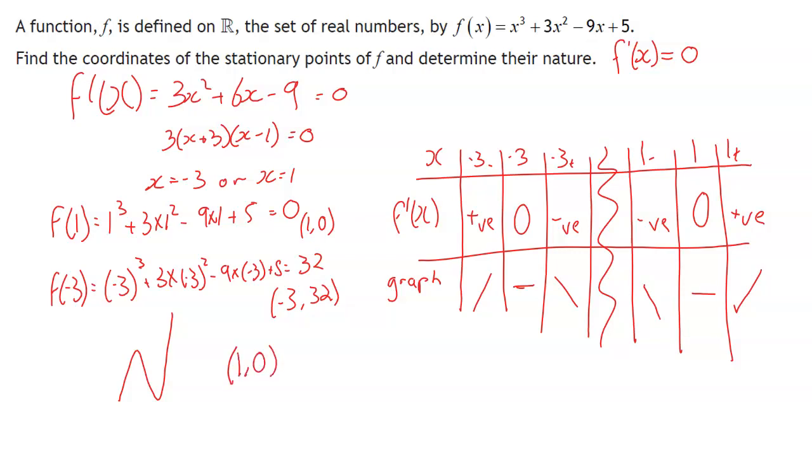So what I can then do is say, fine, I've got two turning points, two stationary points. At (1, 0), it goes down and then back up. So that's what we call a minimum turning point. And at the second value, (-3, 32), it goes up, then comes down. So that there is our maximum turning point. So we've answered all parts of the question here.